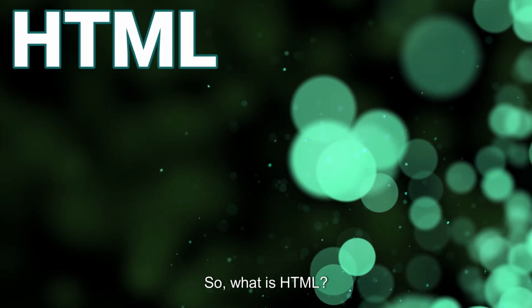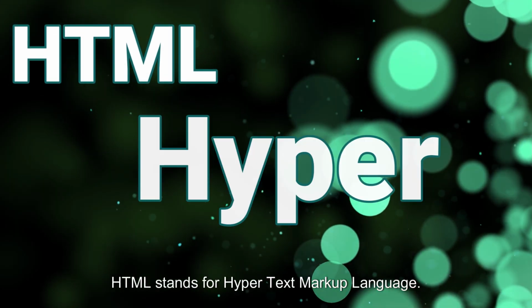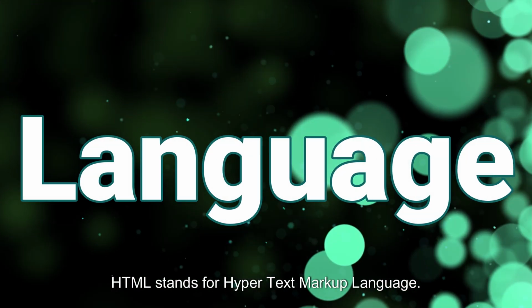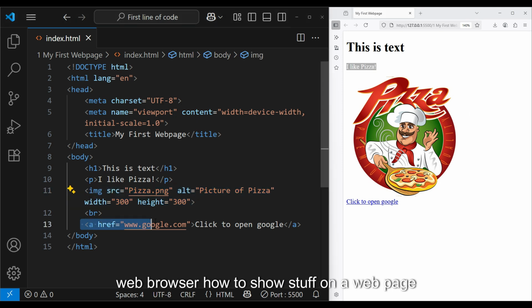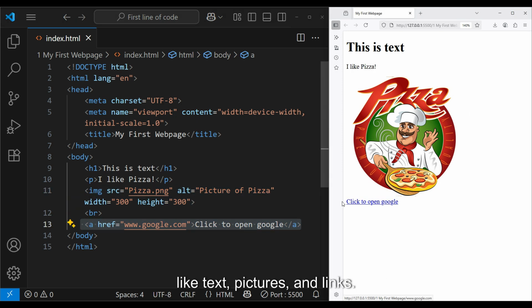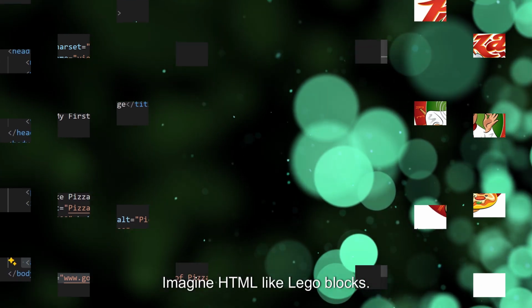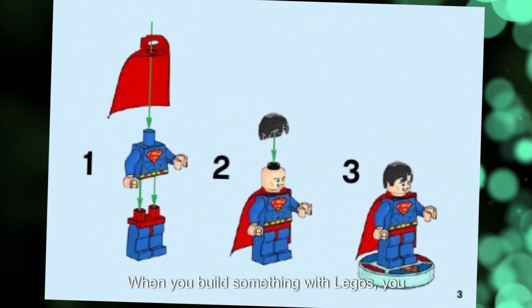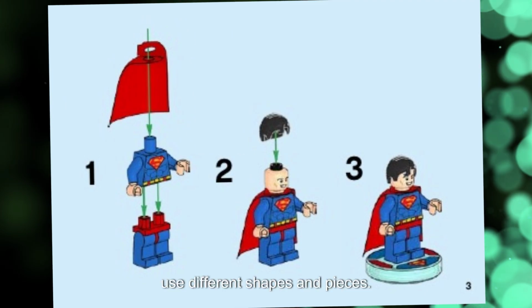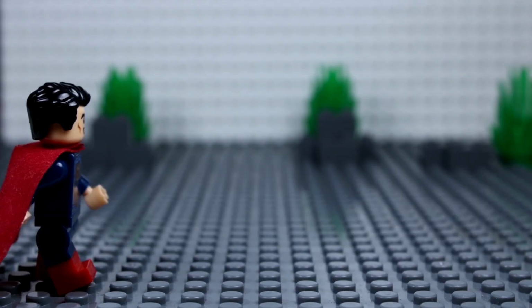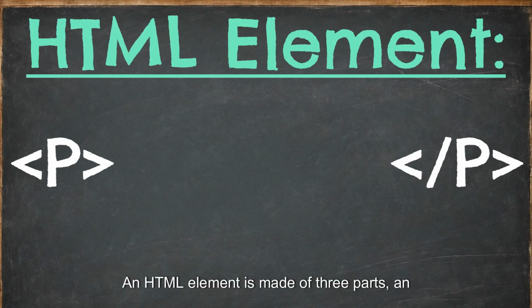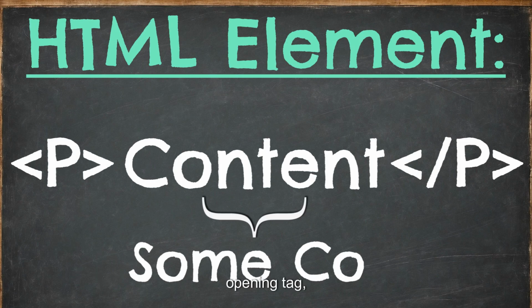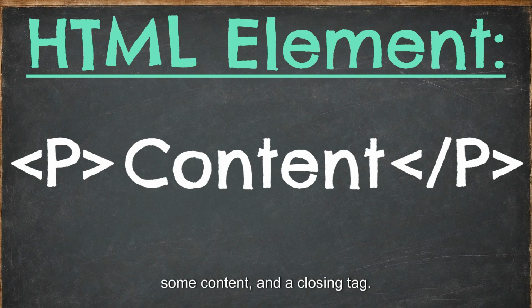So what is HTML? HTML stands for Hypertext Markup Language. This is a special language that tells the web browser how to show stuff on a web page like text, pictures and links. Imagine HTML like Lego blocks. When you build something with Legos, you use different shapes and pieces. In websites, those pieces are called HTML elements. An HTML element is made of three parts: an opening tag, some content, and a closing tag.